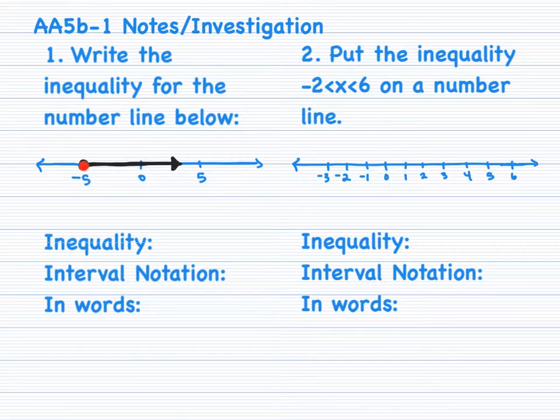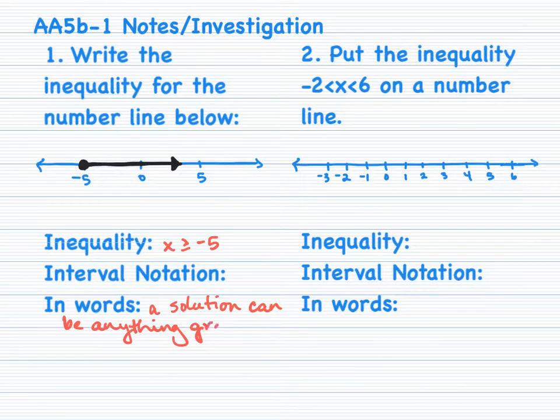When we're looking at this number line, our lowest point here is -5. This arrow indicates that we're going out to infinity. So what that means is if I am writing this for a value of x, x can be anything greater than or equal to -5. So in words, a solution can be anything greater than -5, and that includes the number -5.